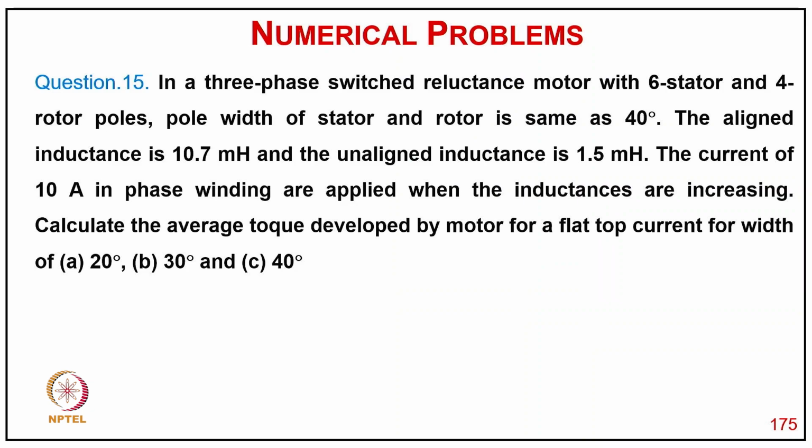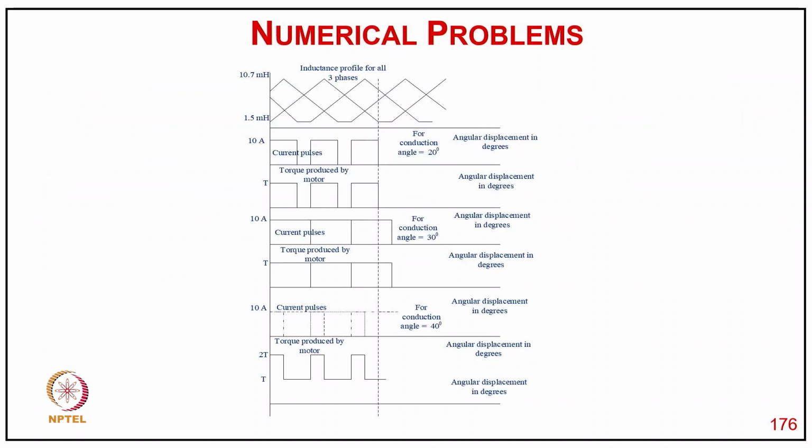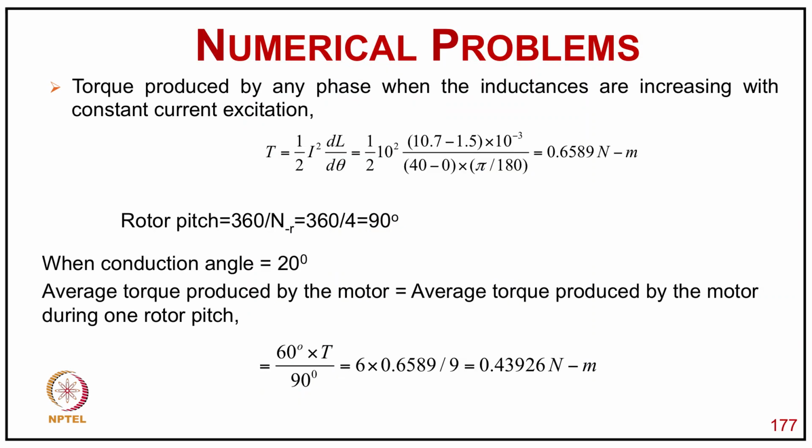Coming to question 15: a 3-phase reluctance motor with 6 pole stator and 4 pole rotor, pole width of stator and rotor 40 degree, aligned inductance and unaligned inductance 1.5, and current 10 ampere. Calculate the average torque produced by the motor for conduction of 30 degree, 20 degree, 20 degree, 30 degree and 60 degree. You can see different currents and different conductions. You can just calculate the torque produced for any phase when inductance is increasing. T equals half I² dL/dθ, so it comes to 0.6589 Newton meter.